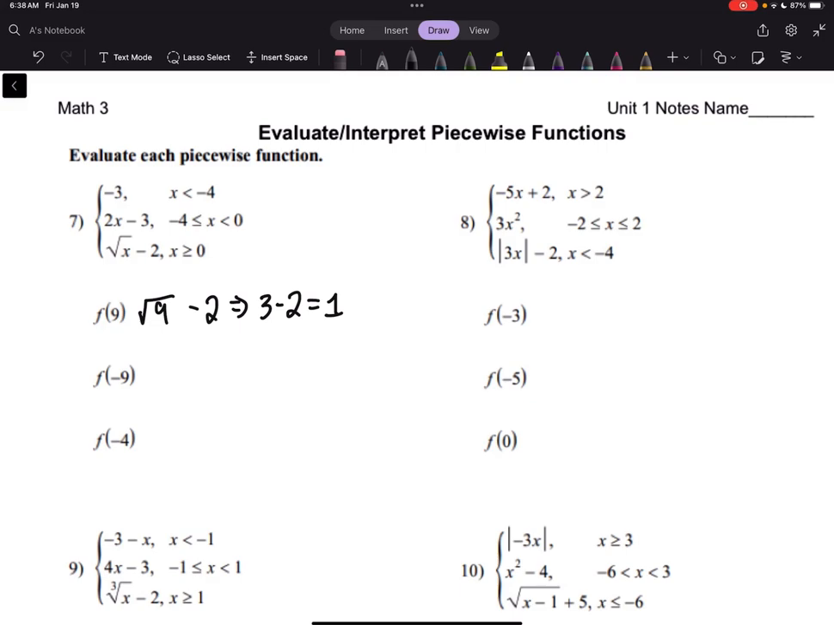Okay, let's try -9. Plug it in for less than -4. Does it work? Yes. We're going to use the first one. Notice this is a constant function. So if it's in this domain, no matter what the x value is, we can say -1 billion, the answer for the y value is still going to be simply -3.